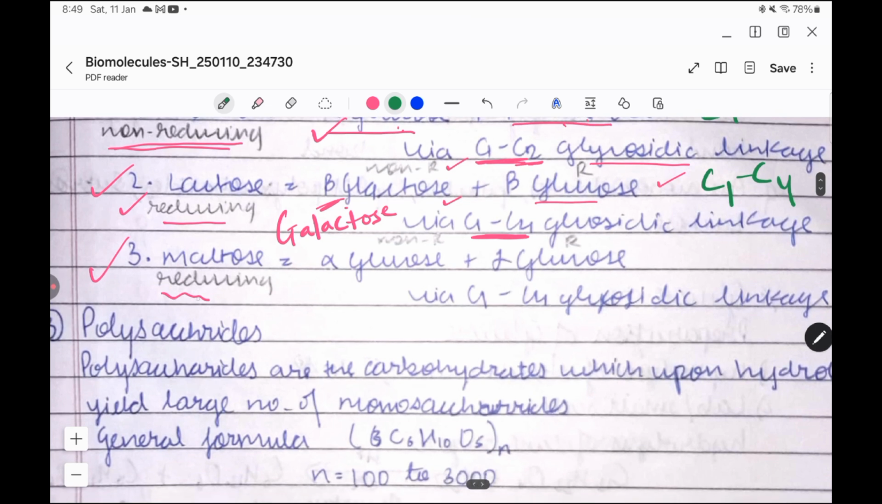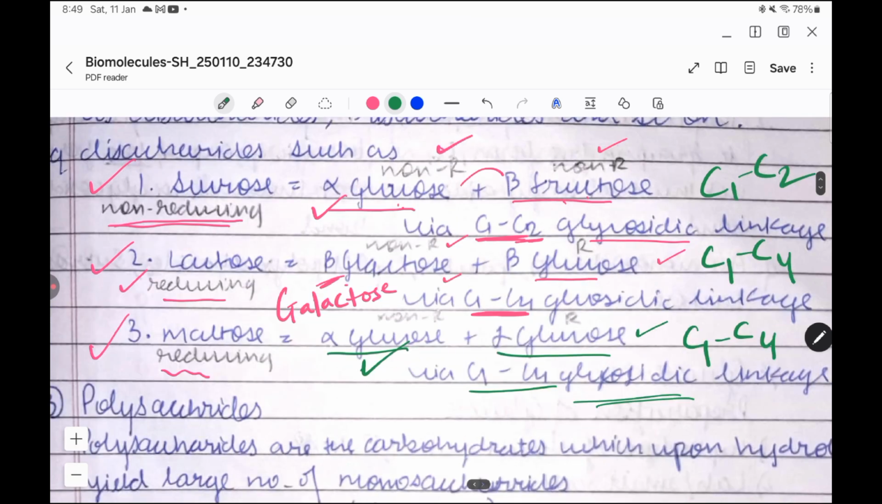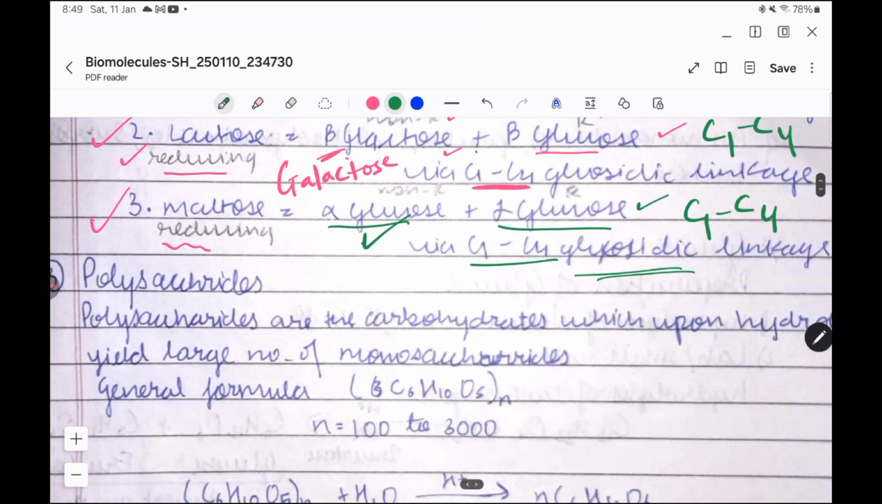When you talk about maltose, it is having alpha glucose and alpha glucose, both are alpha glucose, and the connection is the same C1, C4 glycosidic linkage. These are the 3 examples over here. The first one, sucrose, is non-reducing. The second one is reducing. Maltose is also reducing. So that's important for your board practicals also.